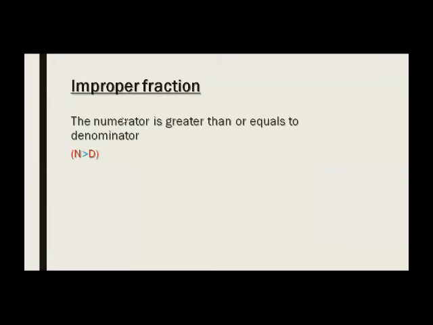Now, the next type of fraction is the improper fraction. In an improper fraction, the numerator is greater than or equal to the denominator. In a proper fraction, the numerator is less than the denominator, and in an improper fraction, the numerator is greater than or equal to the denominator. N is numerator, D is denominator. So here the numerator is greater than the denominator.